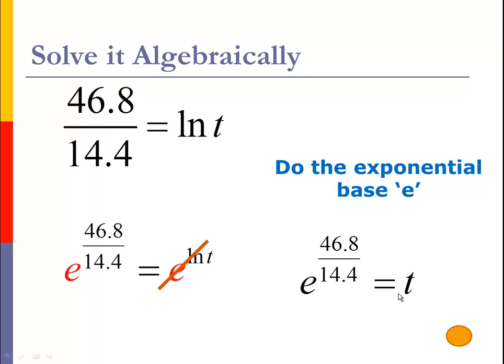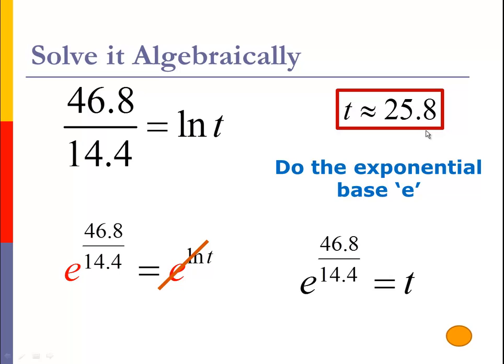So we're going to end up with t equals the exponential base e to the power of this fraction. If you're going to type this into your calculator, look for the e key, which should be the second feature of the ln button. Make sure you put this fraction, 46.8 divided by 14.4, inside parentheses, and when you do that, you get an answer of approximately 25.8.